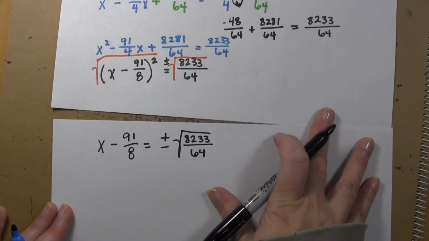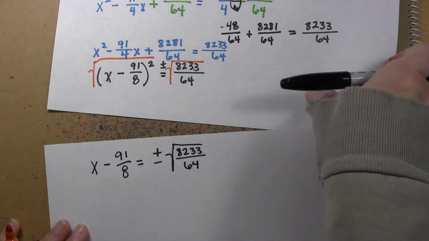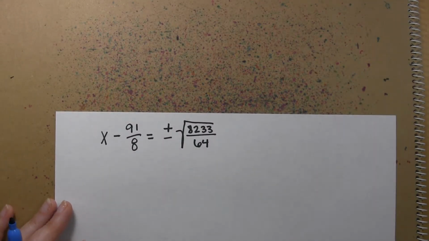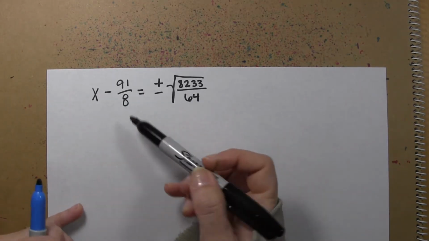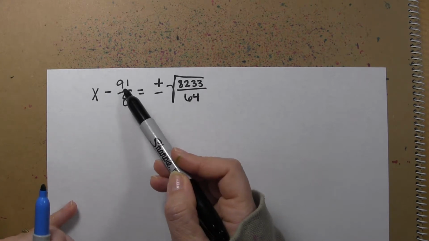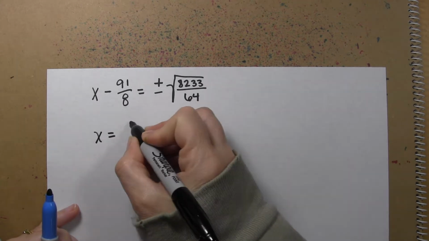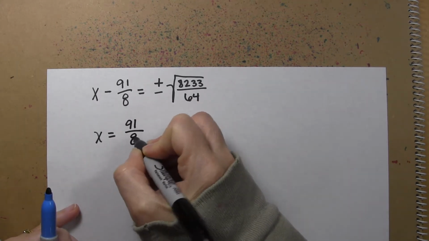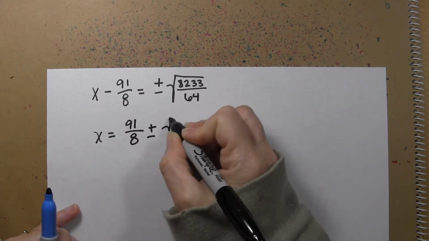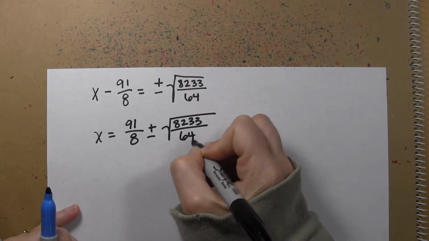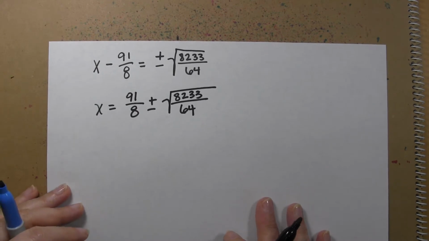Well, that looks a lot more doable, doesn't it? I hope so. It's supposed to look more doable. So, all right, so now we're going to add 91 over 8 to both sides. So x equals 91 over 8 plus or minus the square root of 8233 over 64. So that is our answer.